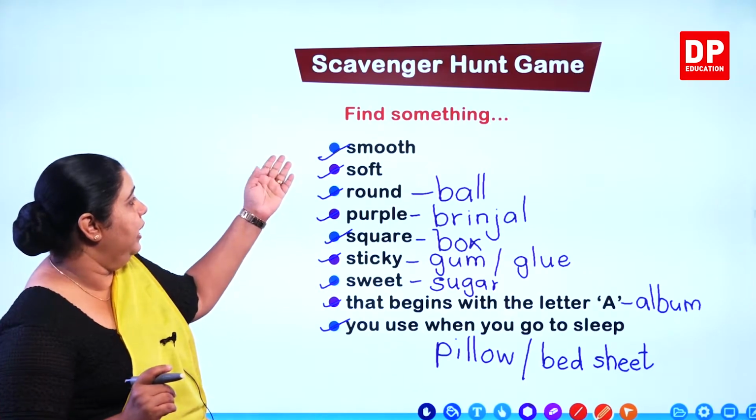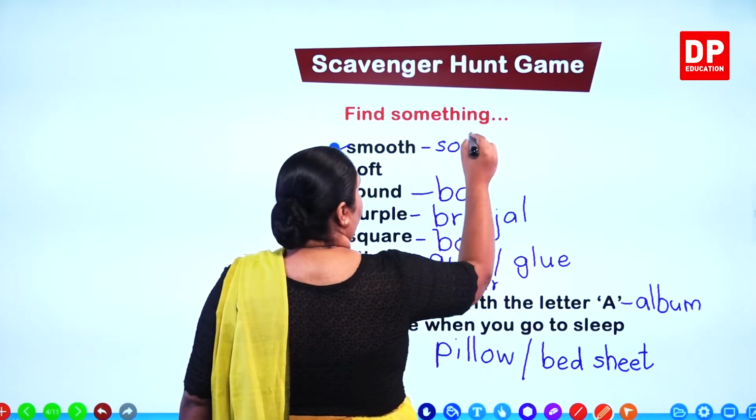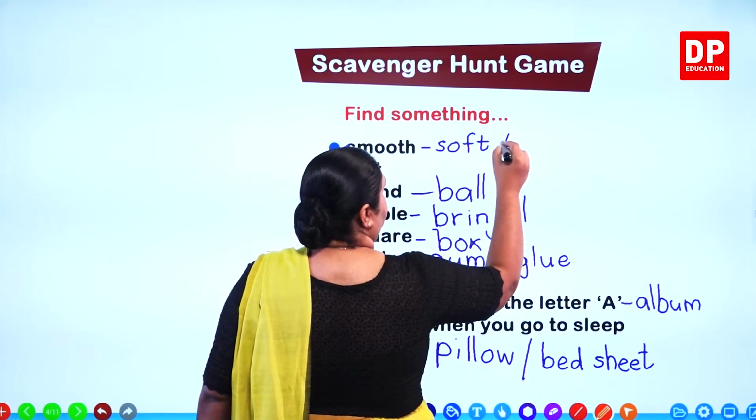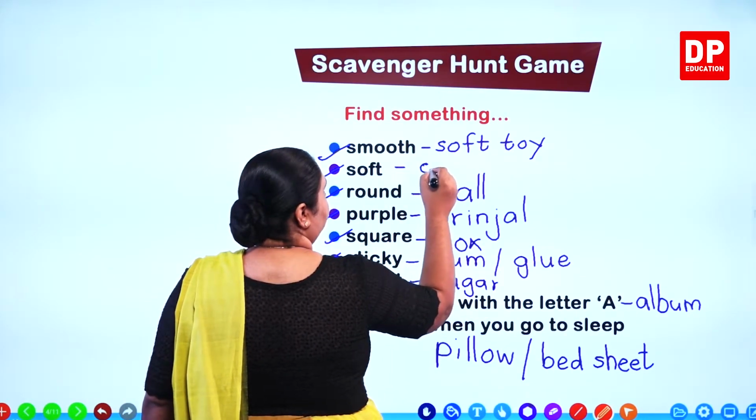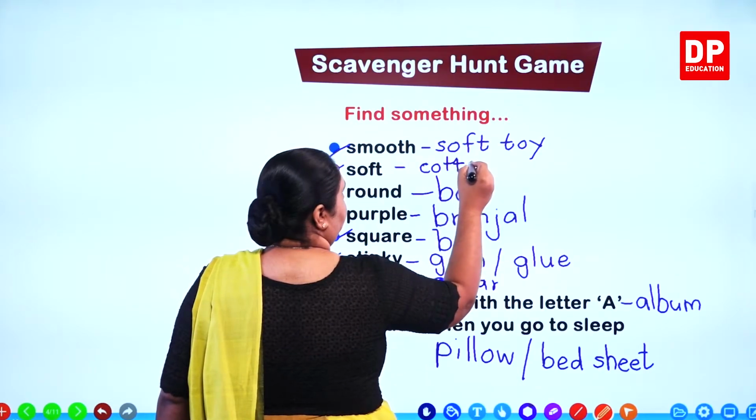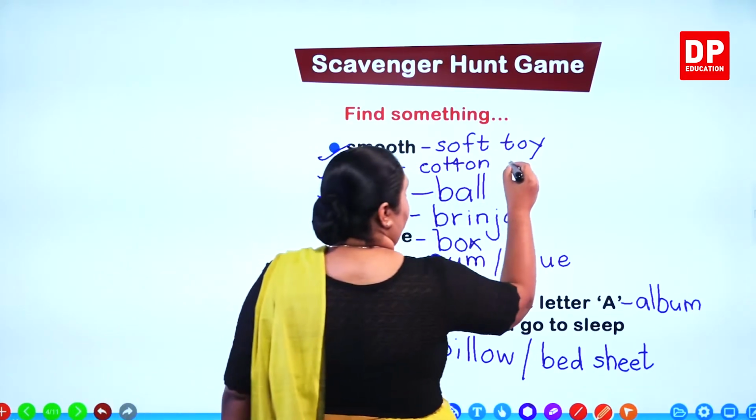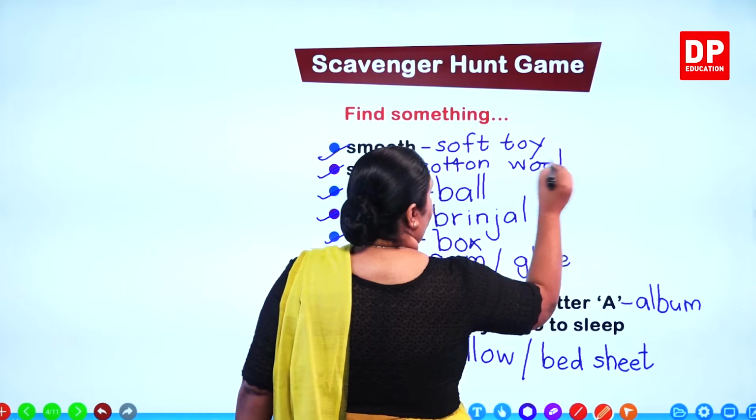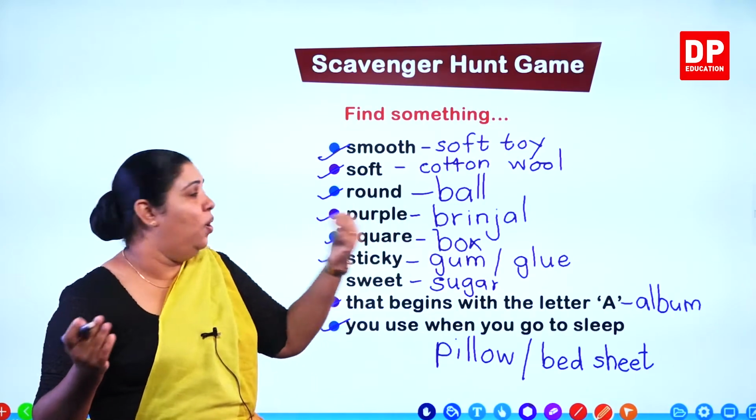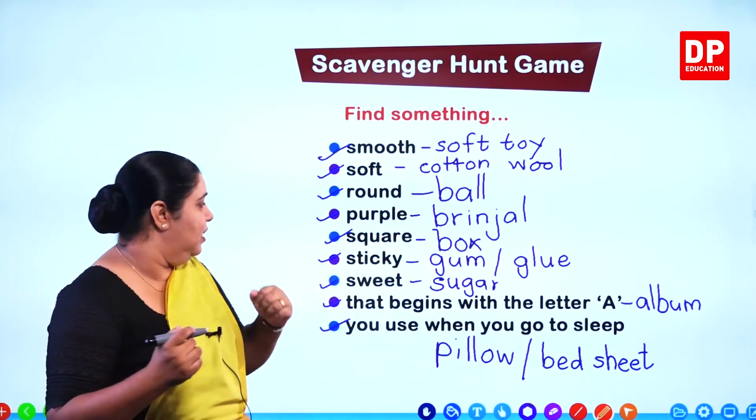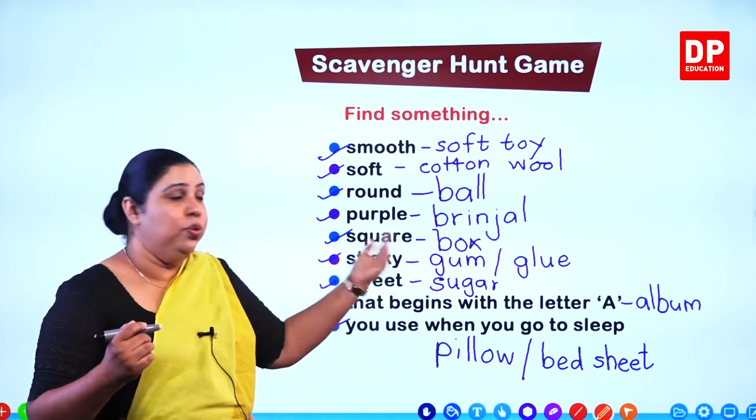So now something smooth, maybe you can say a soft toy. Okay? Soft toy. Something soft, maybe you can say a piece of cotton. Cotton wool. C-O-T-T-O-N. A piece of cotton wool, maybe you can say. Right? Okay. Then something round, which is a ball. Something purple, a brinjal. Something square, a box. Something sticky, gum or glue. Something sweet, maybe sugar, toffee.